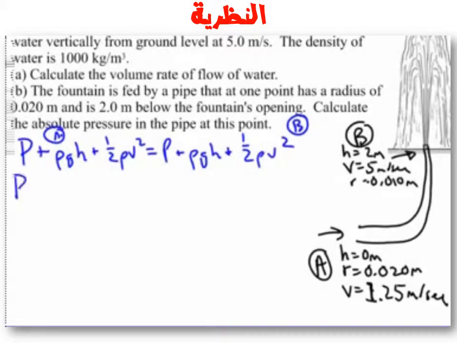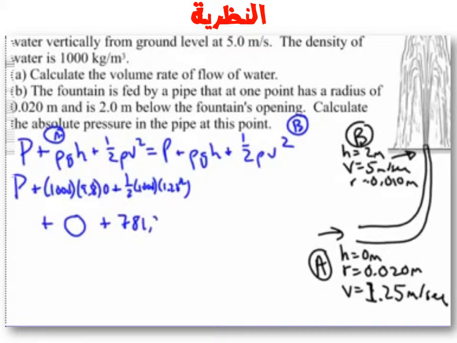I'm trying to find the pressure at A, so I'm just going to put P. I know my density of water is 1,000. I know my gravity is 9.8. And this is at a height of 0, so that cancels everything out there, which is nice. Here I have 1/2 times 1,000, and I know my velocity now. It's 1.25 squared. When I calculate all of that, I get 781.25.